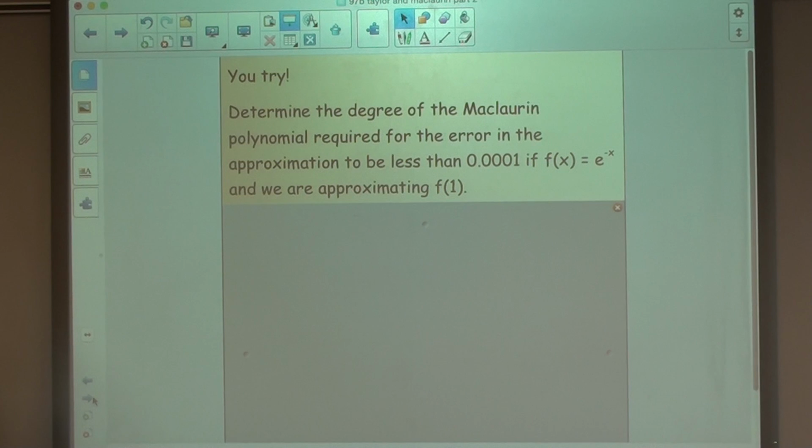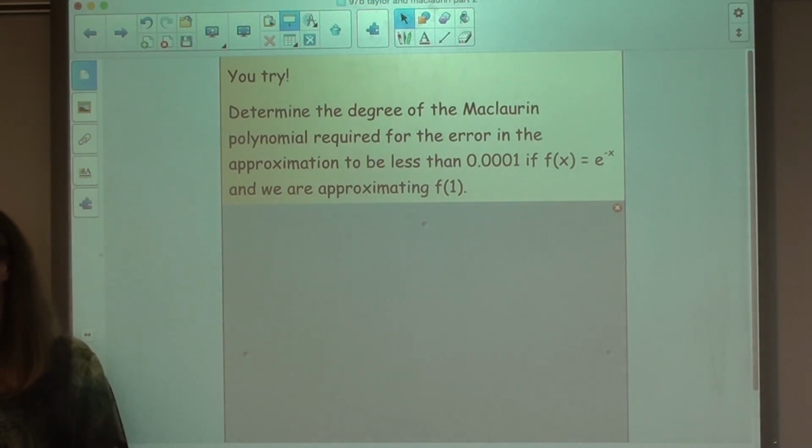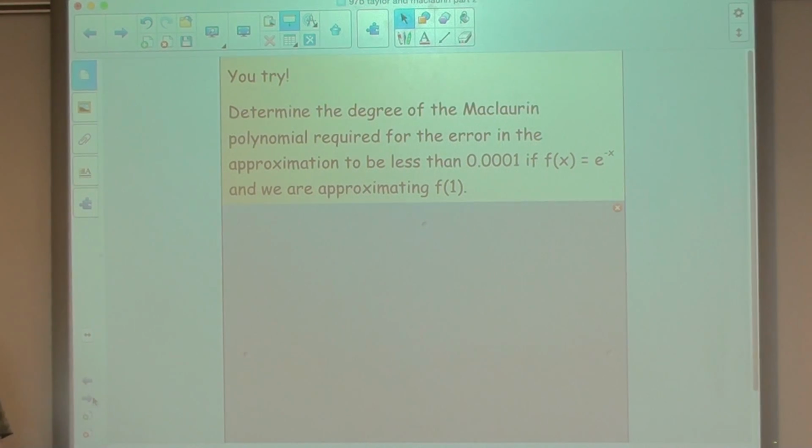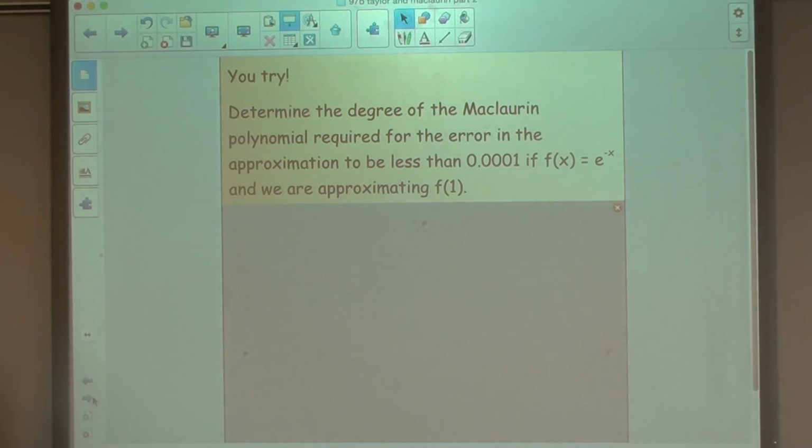Now, let's figure out the first few things that we know. We know what our x is. What's x? 1. What's c? 0. How do you know it's 0? It's Maclaurin. How did you know x was 1? Because it says we're approximating f of 1, right? So we know x is 1. We know c is 0. Do we know n? No, that's what we're trying to find, right? That's the whole question, what's n.